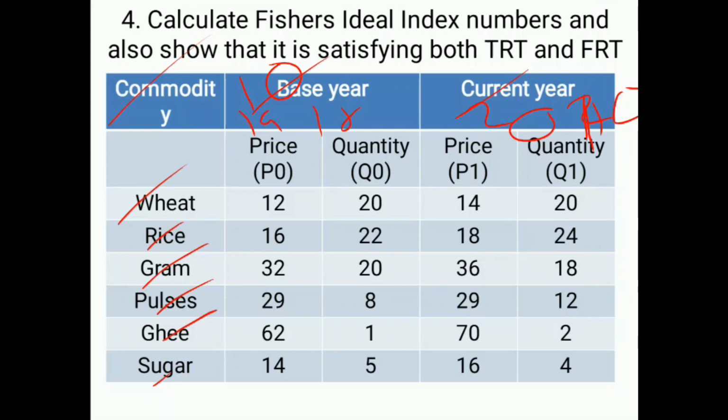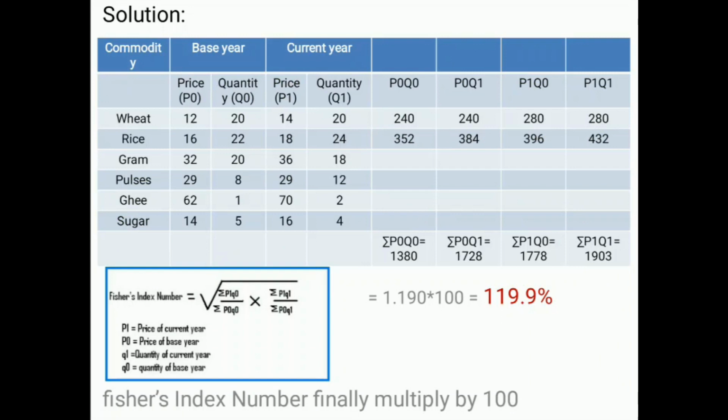Base year price and quantity are denoted by price P naught and quantity Q naught. Current year's price and quantity are represented by P1 and Q1. So this is given in the table. Price and quantity values are given. So let us go with the solution part. In the solution part, the same question table is re-represented here: commodity, base year and current year.